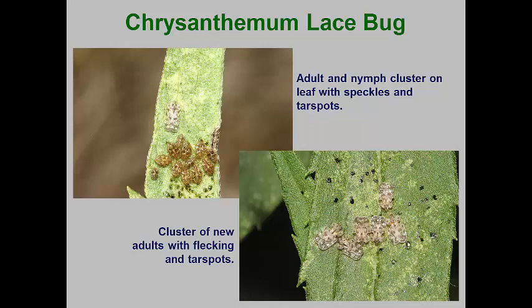The damage from this pest looks a lot like flea hopper feeding, and the flea hoppers also produce tar spots. The adults overwinter in the leaf litter around host plants, and the adults are usually first seen in May. It appears that there are 2 or more generations during the summer.